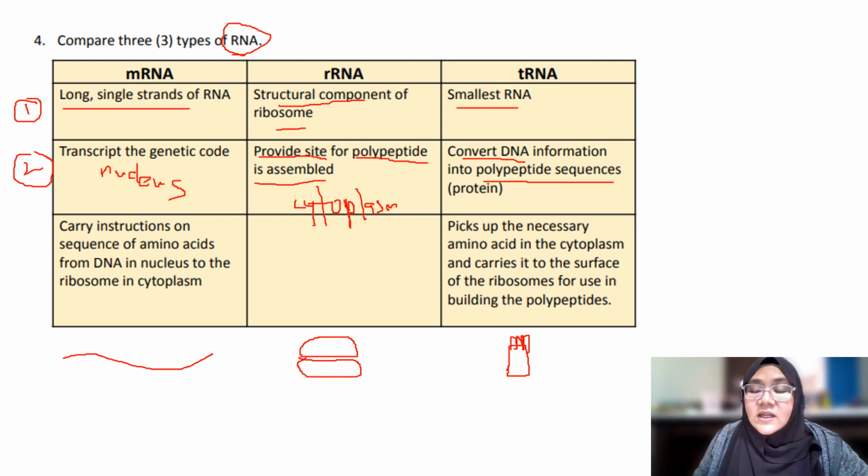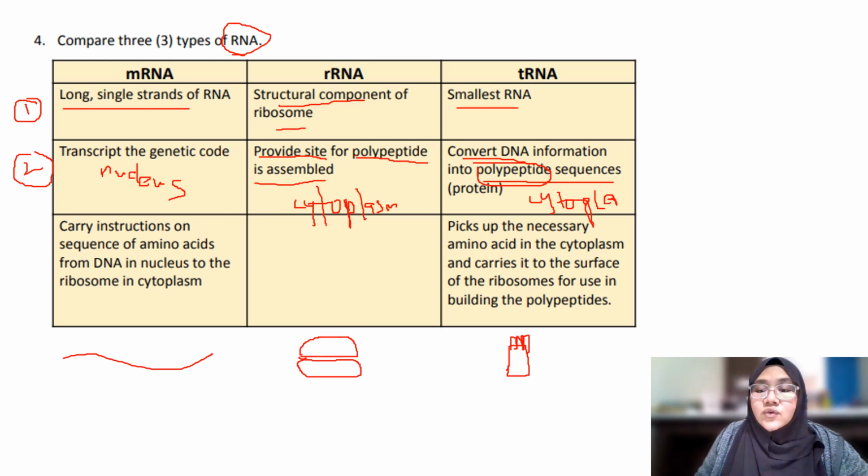Okay, it helps in the formation of protein, where it will convert the DNA information, which comes from the mRNA, to form protein. Convert the information into a polypeptide sequence. So it also occurs in the cytoplasm.